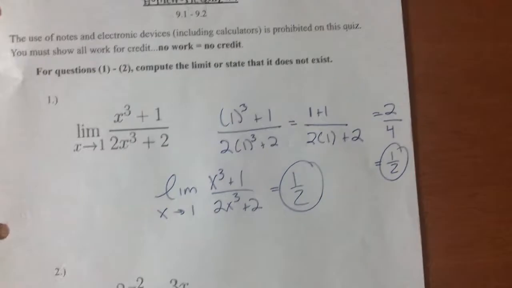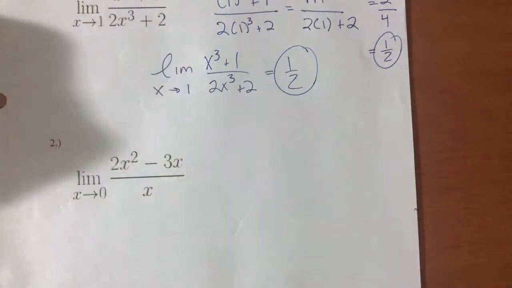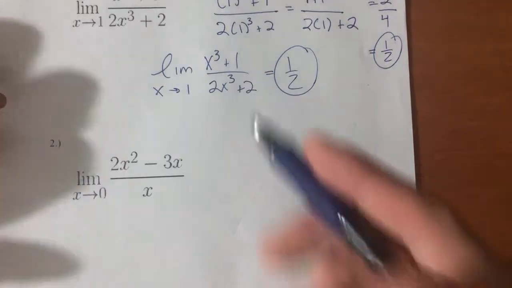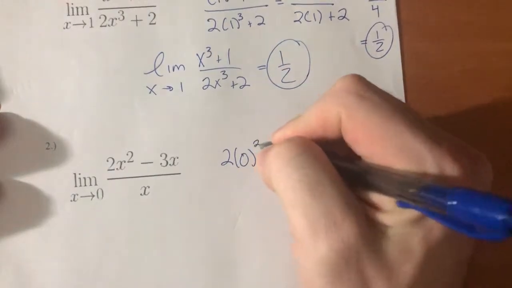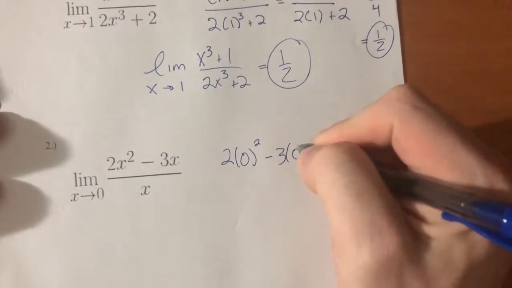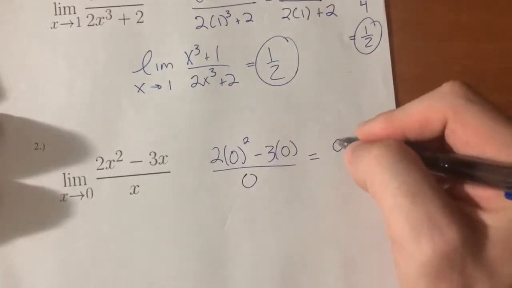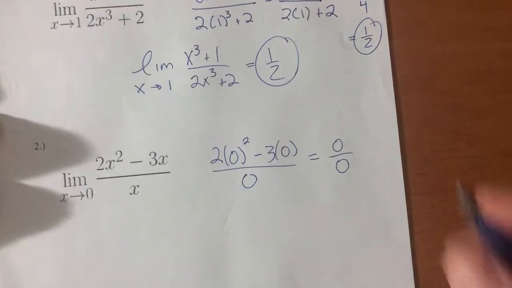All right, so the next problem we have is the limit as x approaches 0 of 2x squared minus 3x over x. Now, in this case, what I saw was a lot of people plugging in, which is very good. So let's go ahead and try to do that. If we plug in 2 times 0 squared minus 3 times 0 over 0, what we get is 0 over 0.